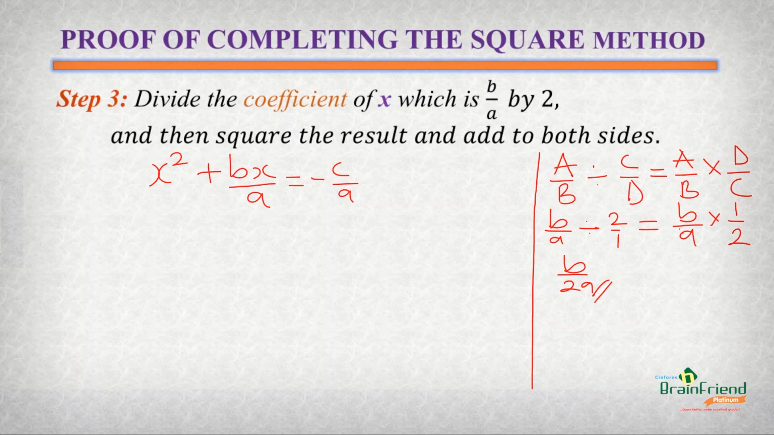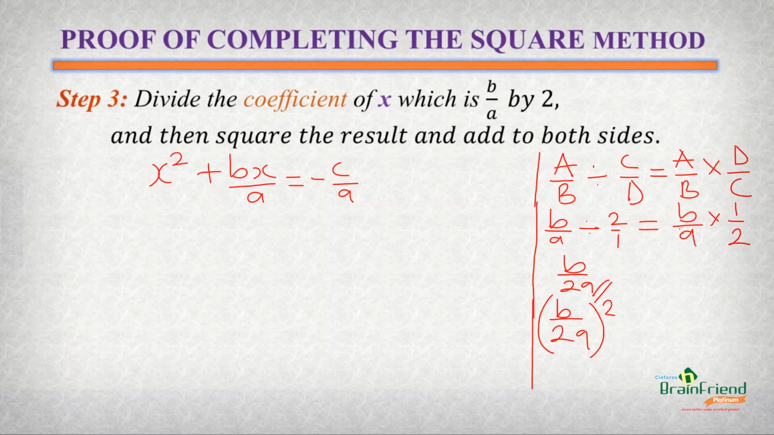Next, we are asked to do what? Square what we just got. So to square it means we just have (B over 2A) squared. That's the next thing we have to do. And then finally, we are asked to add this result to both sides. Both sides means the left-hand side and the right-hand side.